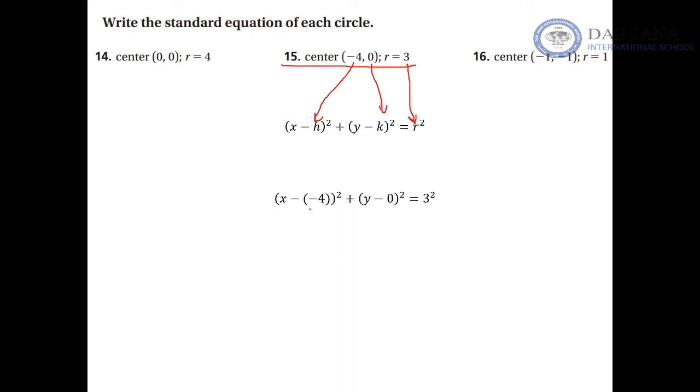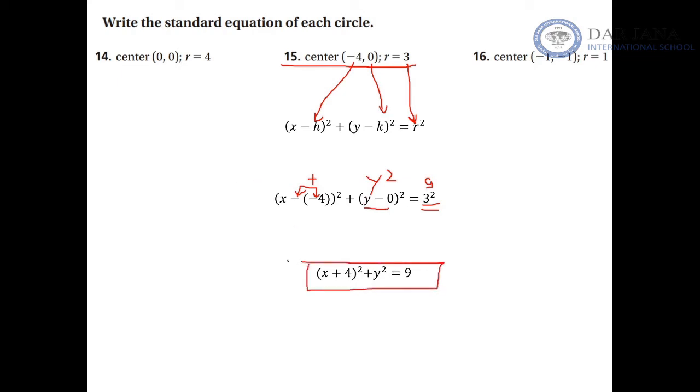Number 15, write the equation of each circle. So, still the same question. I have the center, I have the radius, everything is ready, so I will start by writing the standard equation. h is equal to negative 4, k is equal to 0, and r is equal to 3. Replacing these values, I will get (x minus negative 4) squared plus (y minus 0) squared equals 3 squared, and two minuses will make a plus, and 3 squared is equal to 9, and y minus 0 is y, so it will be just simply y squared without parentheses. And here you go. See?